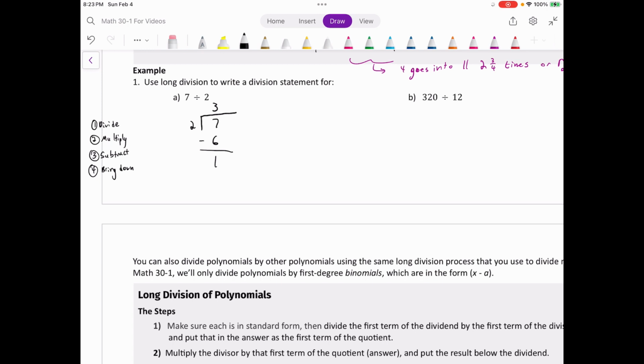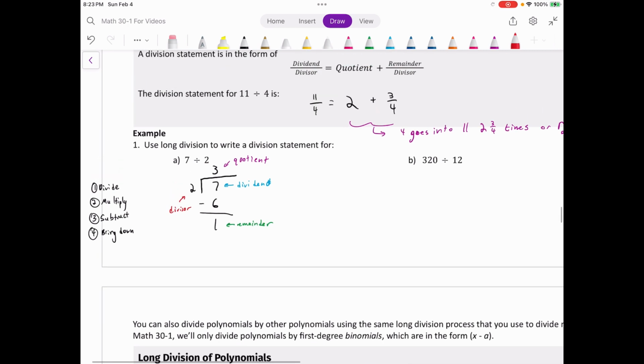So let me just look at the parts. We've got our remainder. That's what's left over. There's nothing left to do, so we're finished. We've got our quotient. This was our dividend, the thing that was getting divided. And this is our divisor, the thing we were dividing it by.